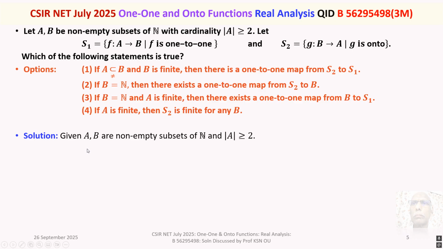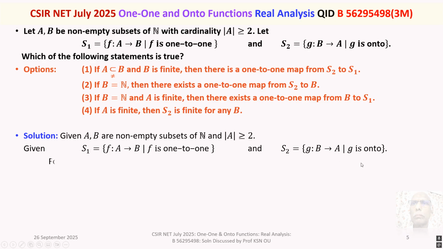We have A and B are non-empty subsets of the set of natural numbers with cardinality of A greater than or equal to 2. Given S1 is the set of all functions f from A to B such that f is 1 to 1, and S2 is the set of all functions g from B to A such that g is onto.